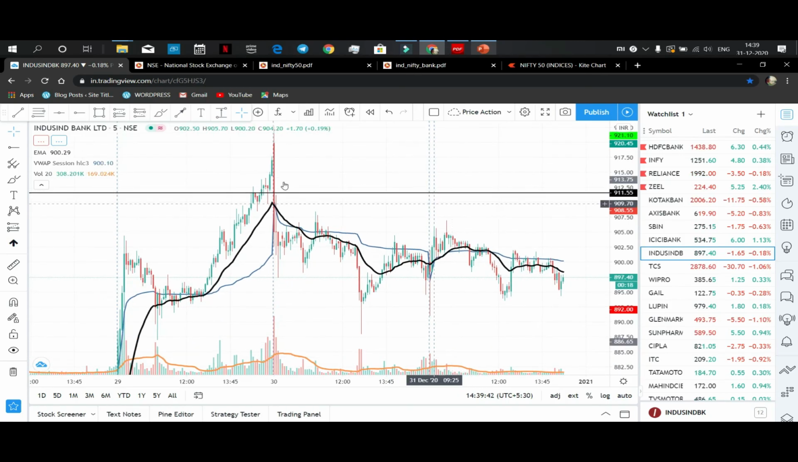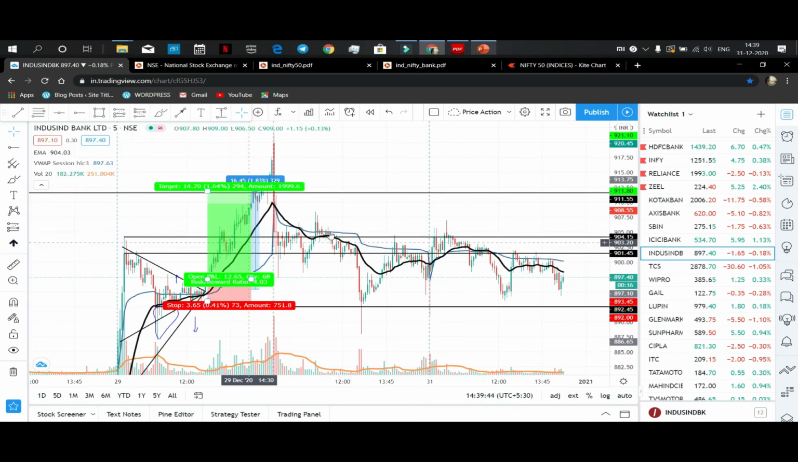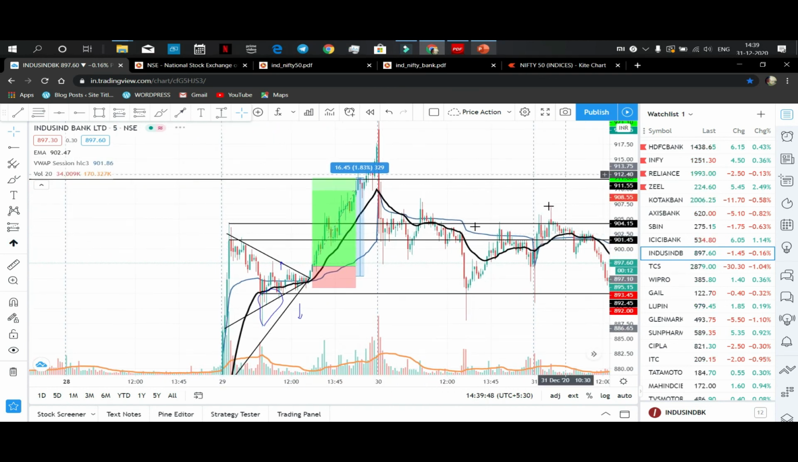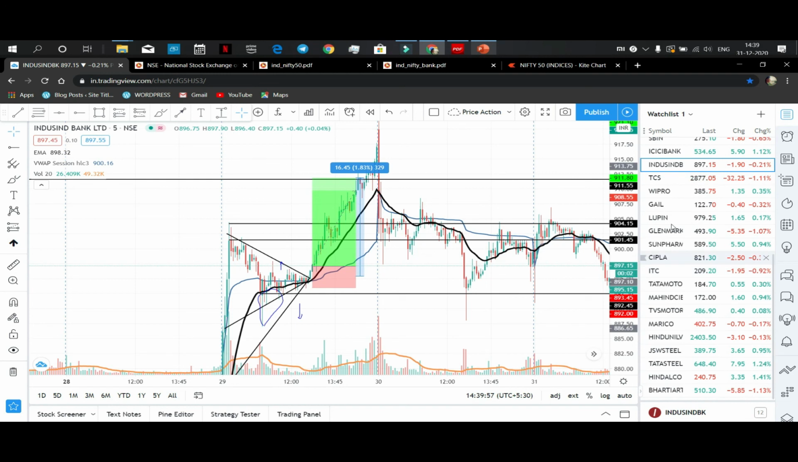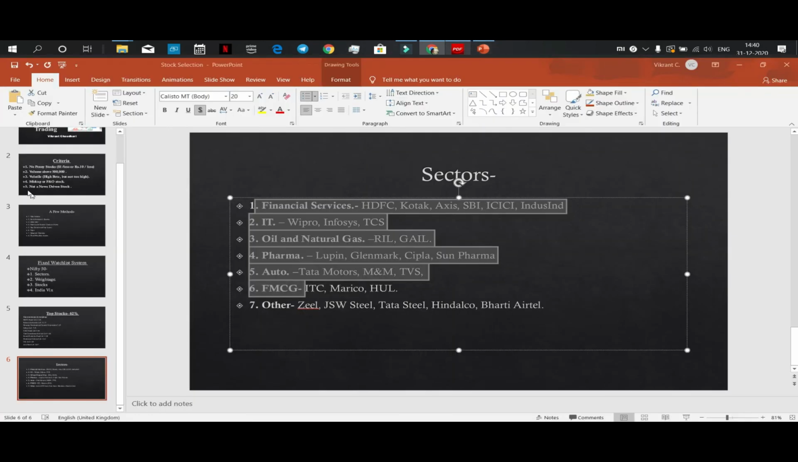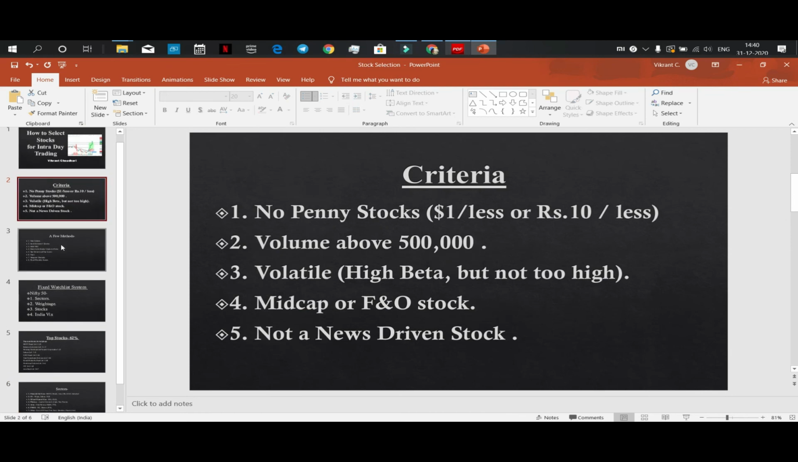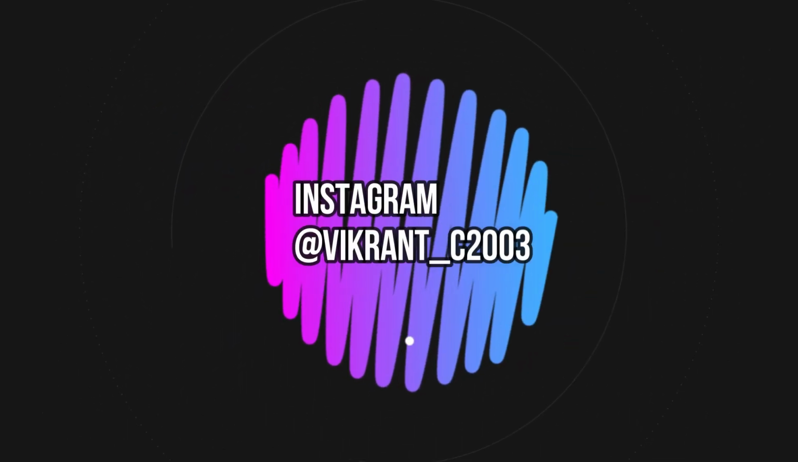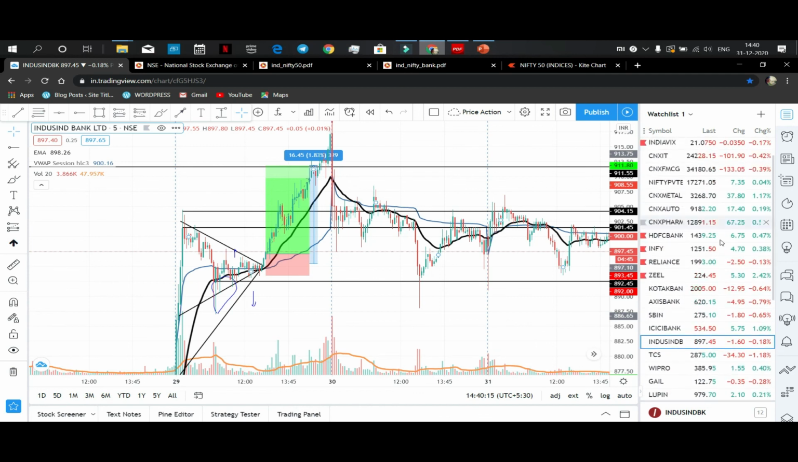So this was it, guys. This is my fixed watch list system that I personally use when I trade in the stock market. Sometimes you may not find a good opportunity in any of the stocks. During those days you can use another method of selecting stocks. I've given you a few methods here, so you can select whichever one you want, but 90 to 95% of the time you will definitely find at least 2 to 3 trading opportunities in these stocks.